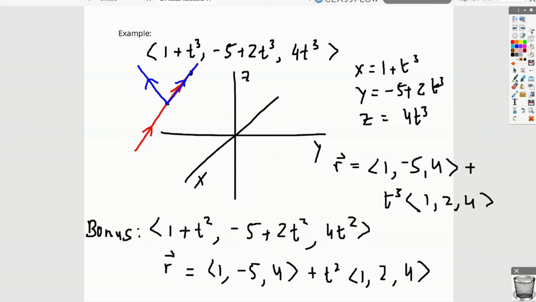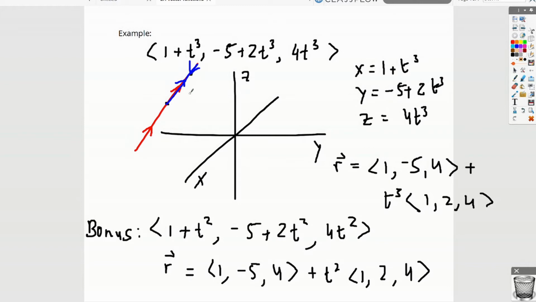where t equals negative 1 is actually, wait, no, that's wrong, I'm sorry. So t equals 0 will get you 1, negative 5, 4. t equals 1 will get you 2, negative 3, and 8. But t equals negative 1 will also get you 2, negative 3, and 8. So it's actually going both ways. The function's going both ways. It's going down slowly, all the way here, and then it's going back up.